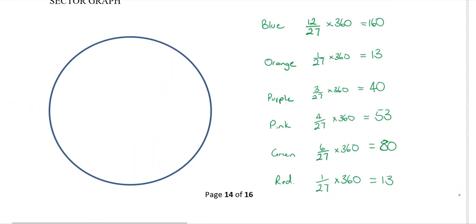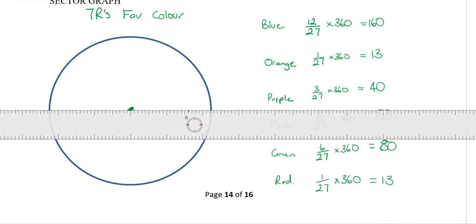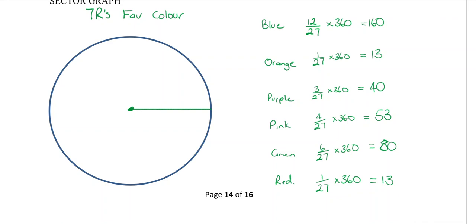Okay, now for the drawing of the graph. First of all, let's put our title on here. 7R's favourite colour. Okay, now as best as you can, you need to try and draw a dot for the centre of the circle. Okay, then use your ruler to draw a line from the centre to the edge.